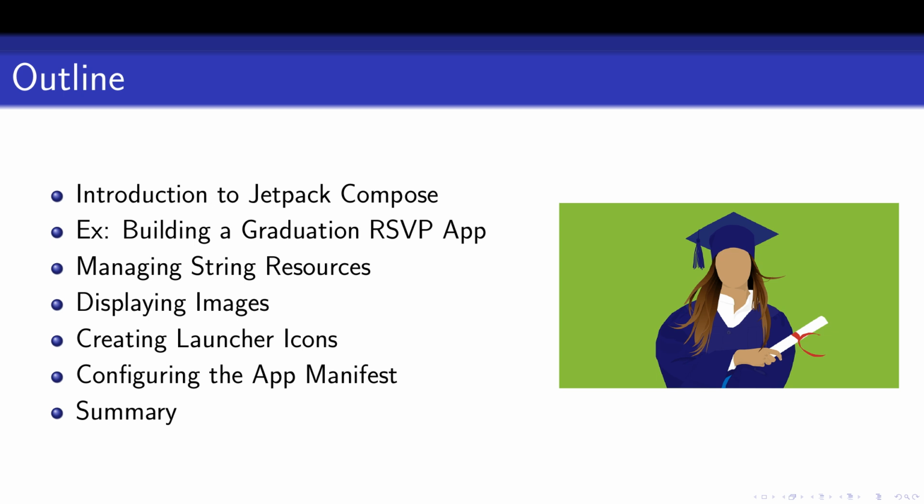Let's start by looking at what we'll cover in this session. We'll begin with an introduction to Jetpack Compose and its core concepts. Then we'll dive into a practical example by building a Graduation RSVP app from scratch. Along the way, we'll learn how to manage string resources properly, display images in our applications, create professional launcher icons, and configure the app manifest. Finally, we'll wrap up with a summary of everything we've learned and discuss next steps for your Jetpack Compose journey.